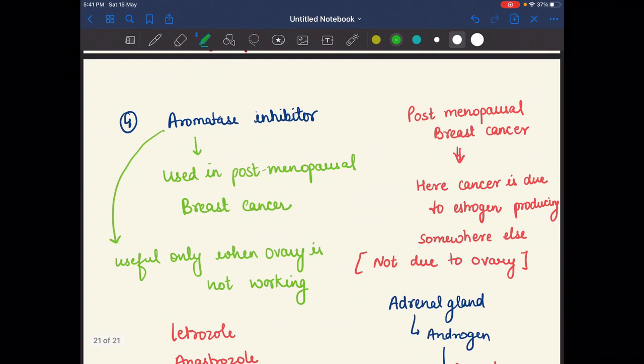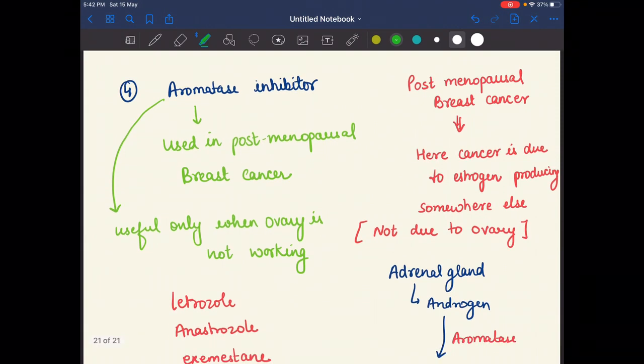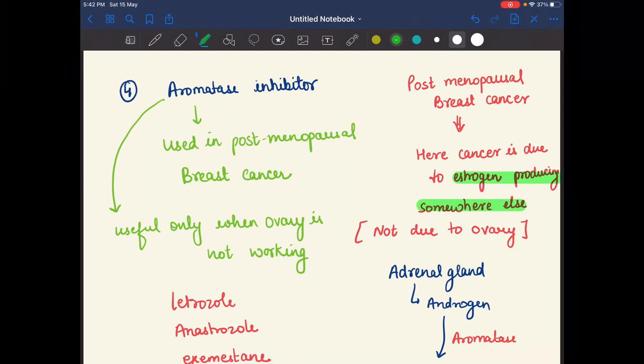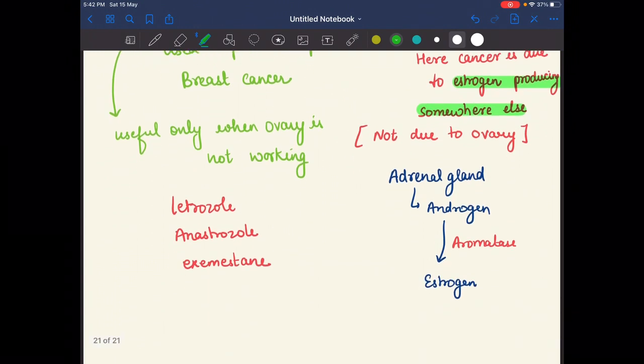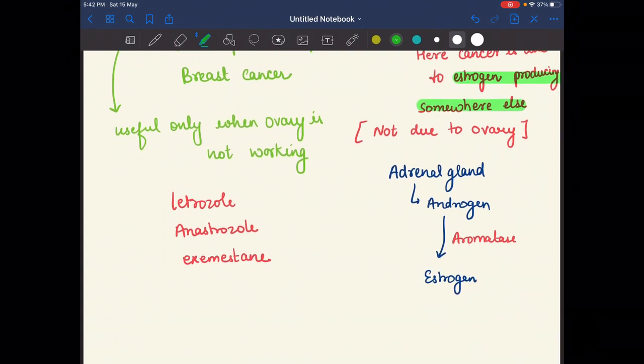Now next one is aromatase inhibitor. Before starting the aromatase inhibitors, we have to know why the aromatase inhibitor is given. Basically in a postmenopausal breast cancer patient, the cancer is due to estrogen produced somewhere else, not by the ovary. Actually it is produced in the adrenal gland. In the adrenal gland, androgen is converted into estrogen by the enzyme aromatase. So that's why we are going to block the aromatase. So aromatase inhibitor is given in postmenopausal breast cancer patients.